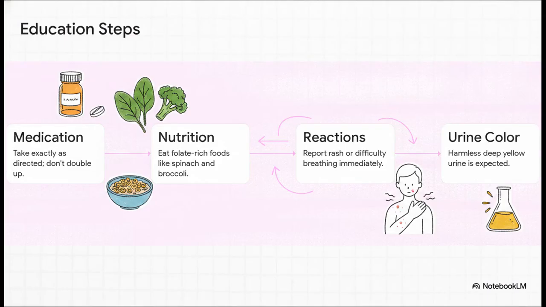As we get ready for discharge, we need to walk the patient through their specific role. First off, tell them to take the medication exactly as directed. No doubling up if they miss a dose, right? Second, guide them to the produce aisle for folate-rich foods like spinach, broccoli, and fortified cereals to really support their therapy. Third, instruct them to report any rash or breathing difficulty instantly. And finally, just give them a heads up that a deeper yellow urine is totally harmless and totally expected.